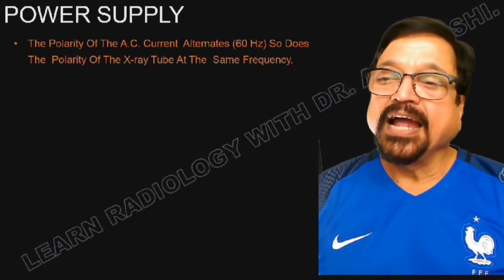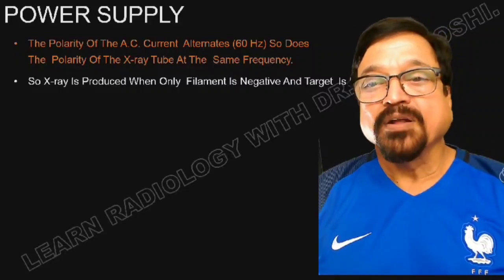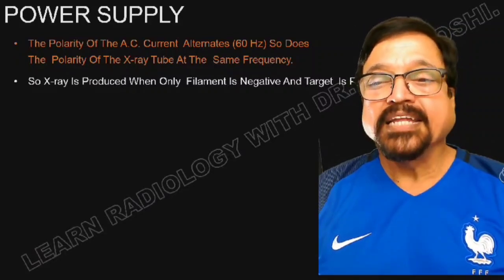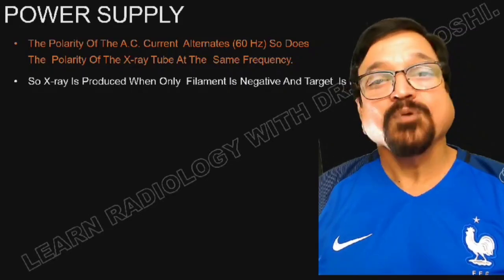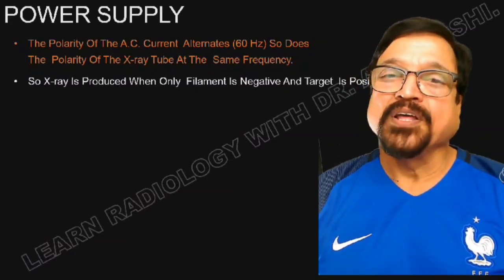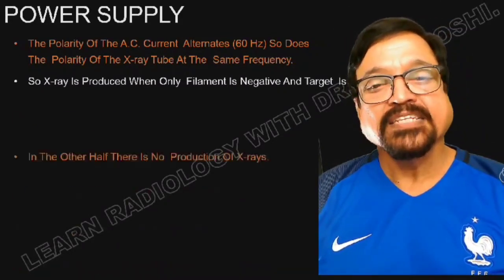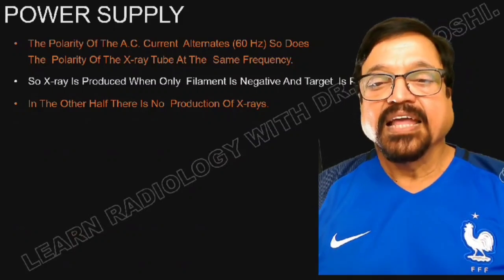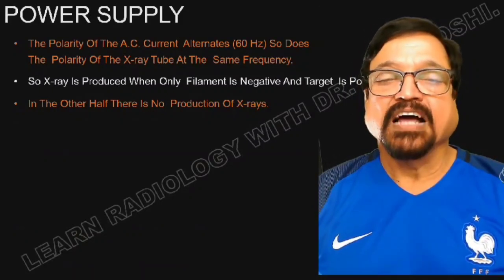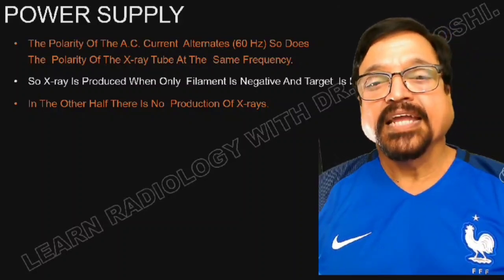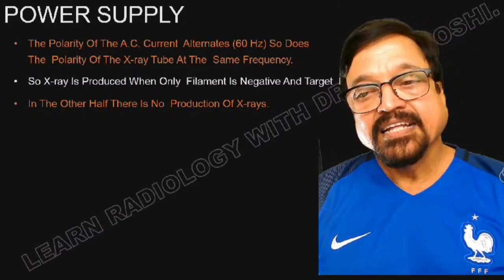Now the polarity of AC current alternates, so does the polarity of the X-ray tube at the same frequency. X-ray is produced only when the filament is negative and the target is positive. Now again, this diode or rectification we are going to see in some other lecture. In the other half there is no production of X-rays.